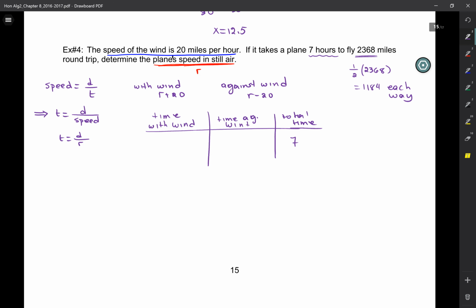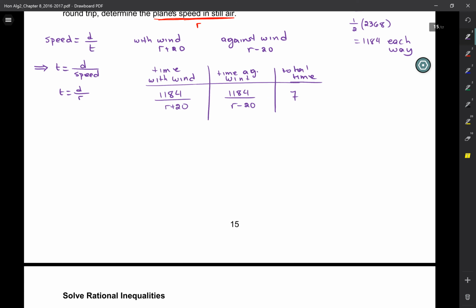Okay, so here, time is distance over the speed. So with the wind, the distance was 1,184 over r plus 20. And against the wind, it's 1,184 over r minus 20. So the first one is an expression of the time he took traveling with the wind, and then the time he took traveling against the wind. When you add those two together, you're supposed to get 7. So 1184 over r plus 20 plus 1184 over r minus 20 equals 7.